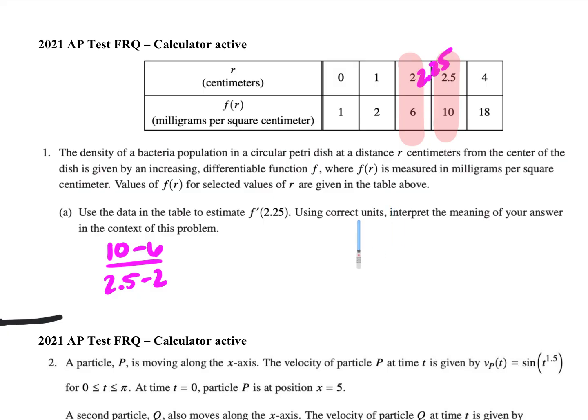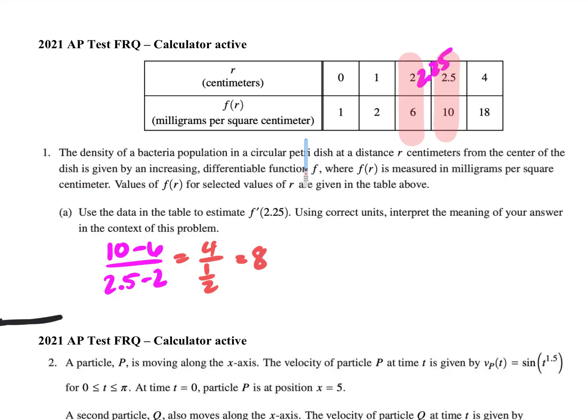You guys, we could just end right there. But because it says using correct units, interpret the meaning, and this math I think is pretty good. What is 10 minus 6? 4 divided by a half is the same as 4 times 2. Final answer? 8. And I just think this is going to be easier. We could totally put this in our answer, and you guys might do that. But I'm going to do this so I don't have to write quite as much. It says using correct units.